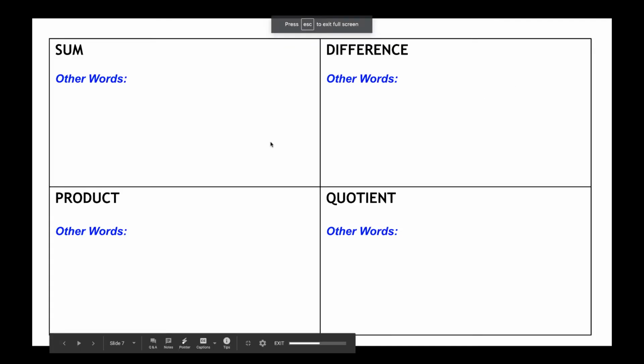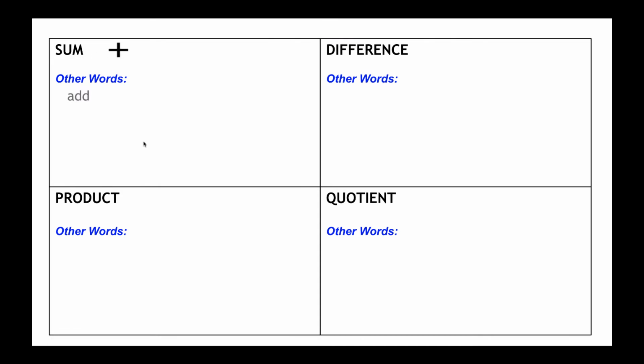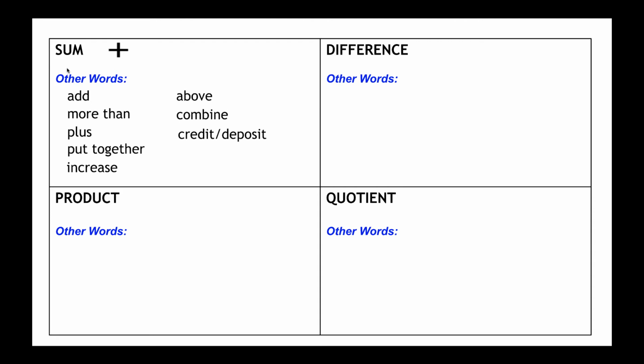All right, let's see how it went. So sum, the symbol that goes with that is a plus sign. And then here are some other words that mean the exact same thing as sum. When you see this symbol, it means sum and these words and more. Difference, that's a subtraction symbol. Here are some other words that mean difference.